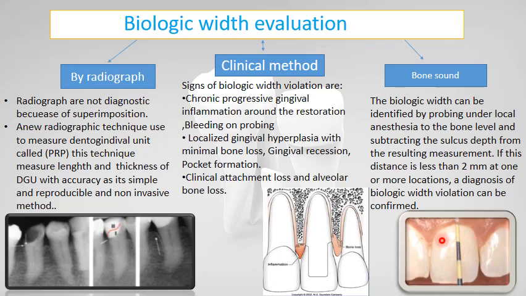After anesthetizing the area, use a probe, referred to as sounding to bone, and subtract the sulcus depth from the resulting measurement. If the distance is less than 2 mm at one or more locations, a diagnosis of biologic width violation can be confirmed.